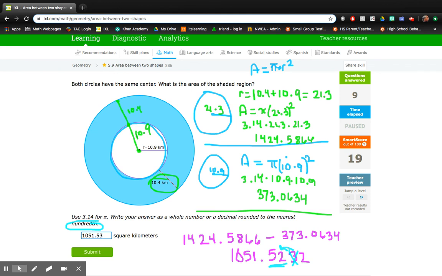I typed it in wrong. See, I'm telling you, so easy to do. That's twice now that I've typed it in wrong the first time. So, given the radius, go straight into your work. Just find the big radius by adding the given to the small radius, and then just subtract. That's it.